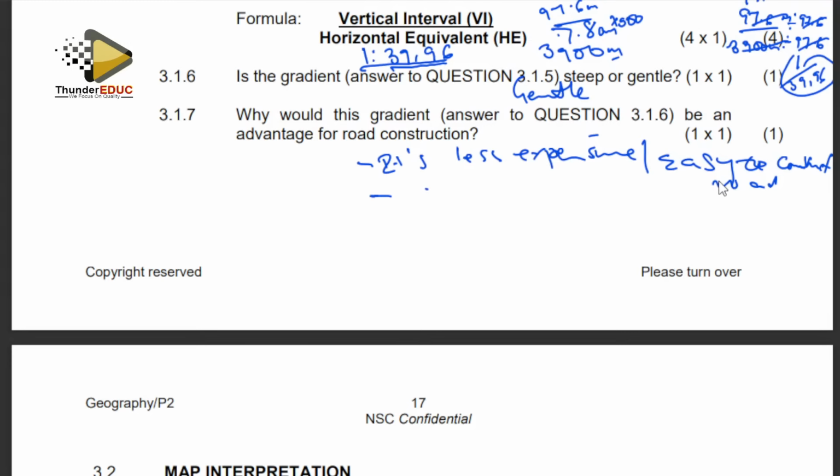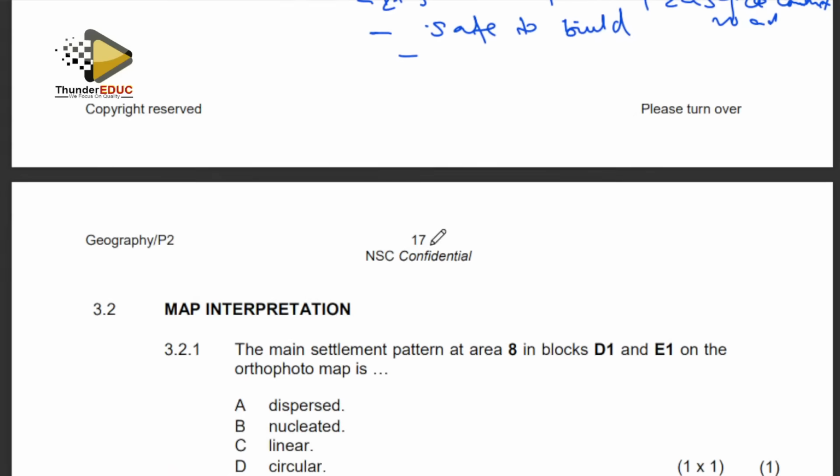Then it is also safe to build a road in that area. It is safe to build a road, or you don't need to even put tunnels there, okay? No tunnels or passes in order for you to construct a road, because it is gentle, than in situations where it is mountainous, where you need to cut the mountain so that you can put the tunnels to construct roads. It becomes very, very expensive.